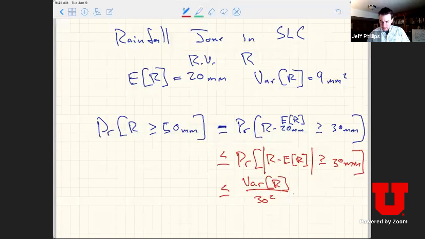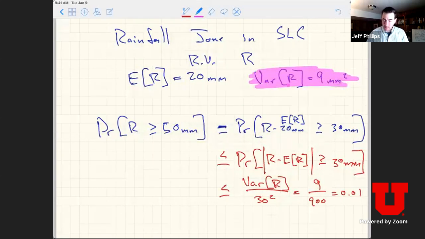Okay, and I know that the variance is 9 divided by 30 squared, which is 900. This is 0.01. So now, using the Chebyshev inequality, and knowing this extra information that the variance is pretty small, I can say that the probability that I see a rainfall next June at Salt Lake City Airport of more than 50 millimeters happens less than 1% of the time.